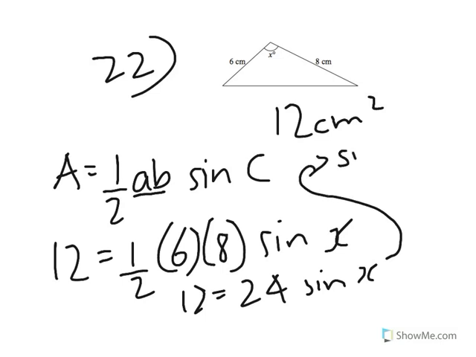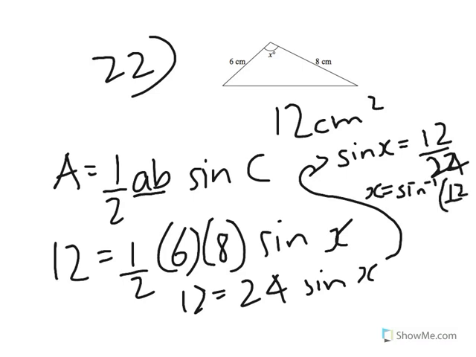Sine x is equal to 12 over 24. And x is equal to, remember, sine inverse. You don't divide by sine on both sides, you do the sine inverse because it's a function. x is equal to sine inverse of 12 over 24. Put this on your calculator and you'll get x as 30 degrees.